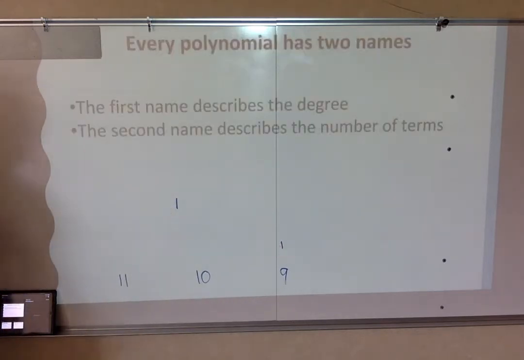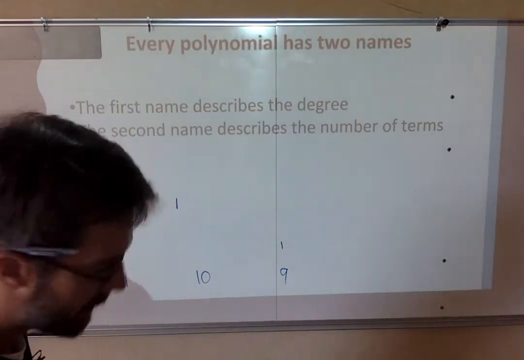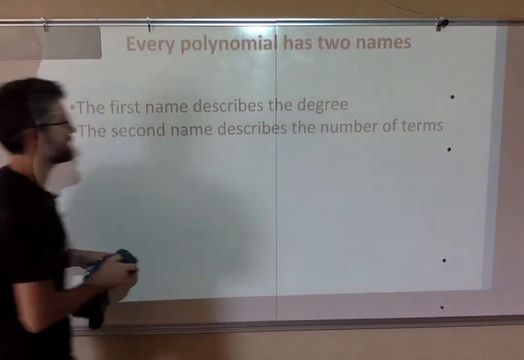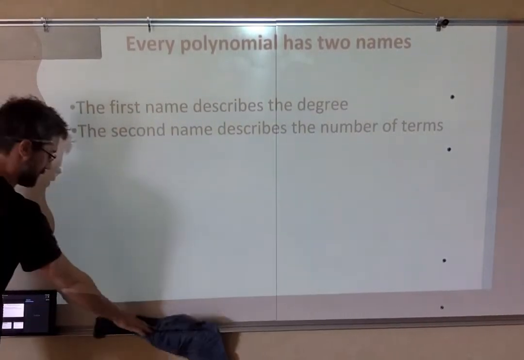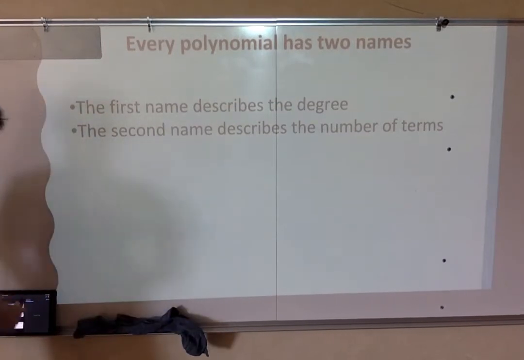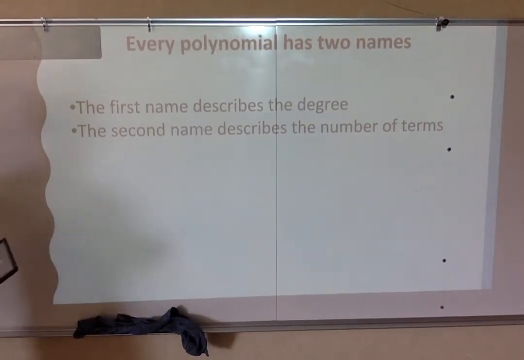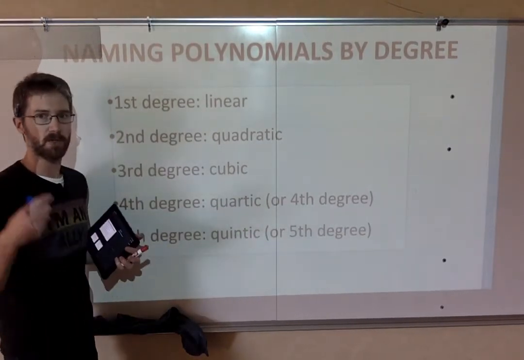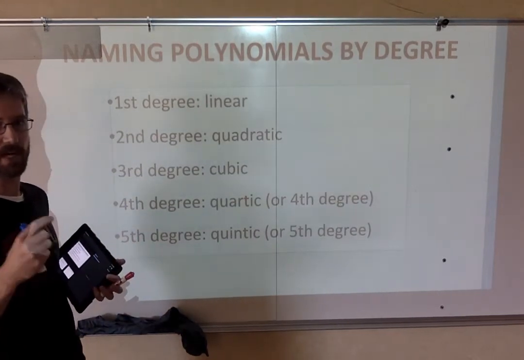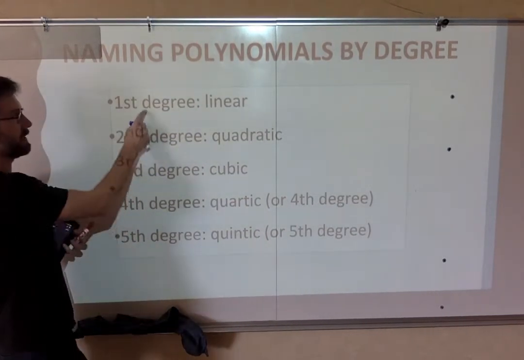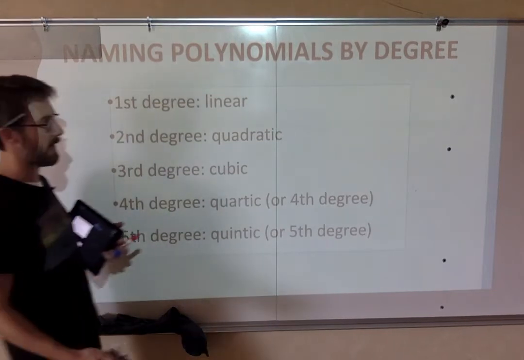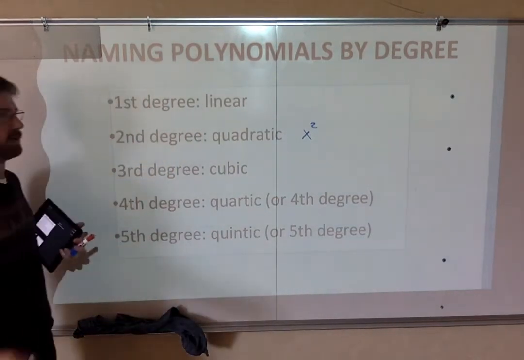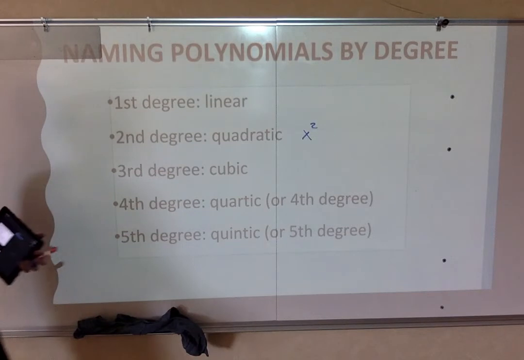All right, so let's get into naming now. When we name a polynomial, they all have two names. The first name describes the degree. The second name describes the number of terms. So our different vocab terms that go along with this. This is a really vocab-heavy lesson. If it's a first degree, it is linear, right? y equals mx plus b. That's x to the first power. That's a line. It's a linear equation. Second degree, quadratic. That's our good old friend, the whatever you call that thing, parabola.